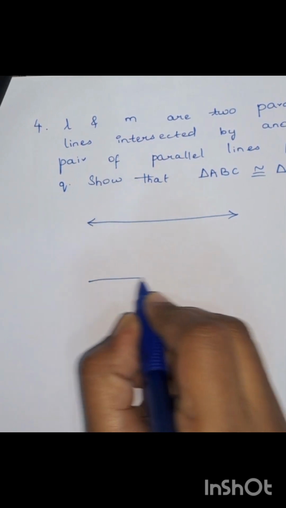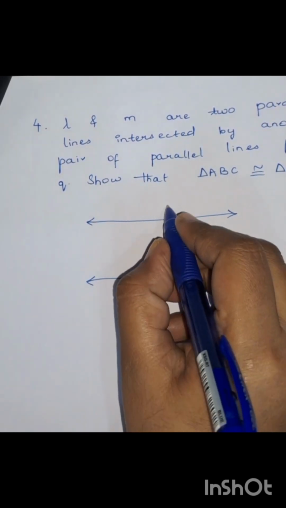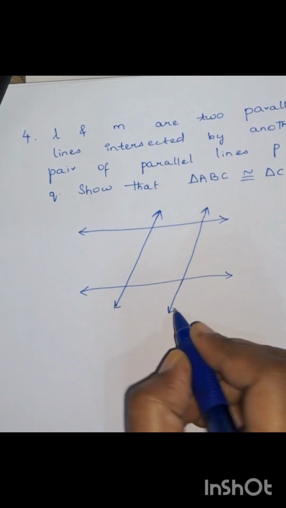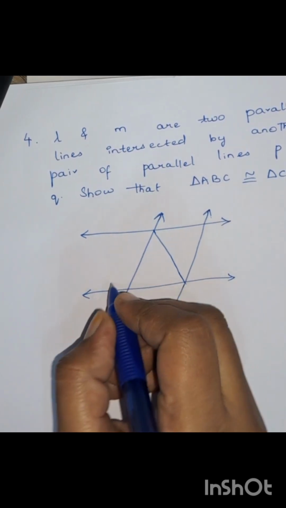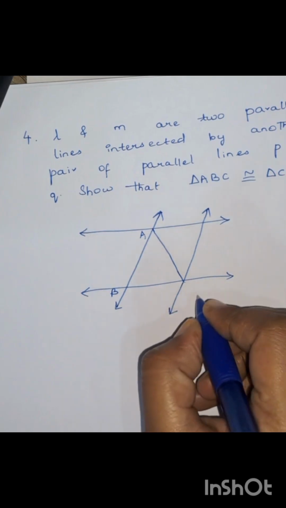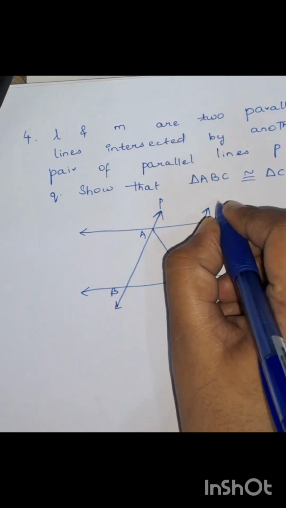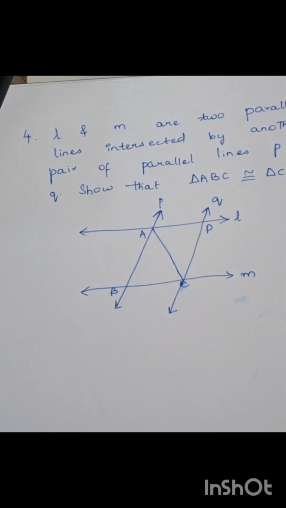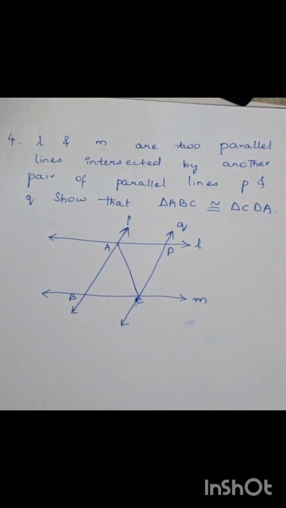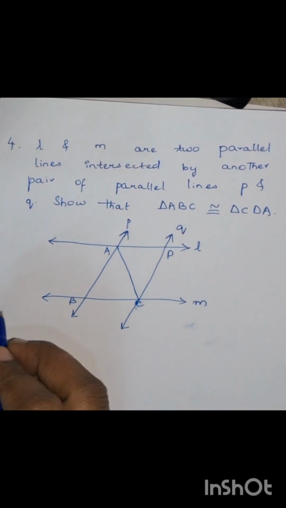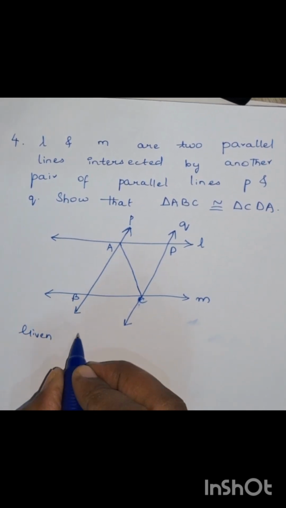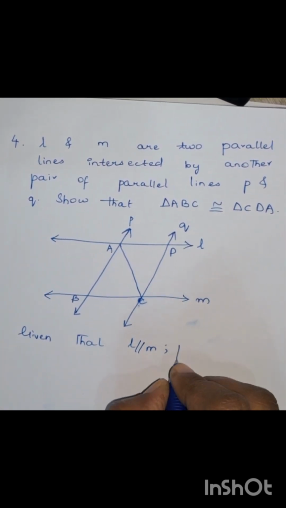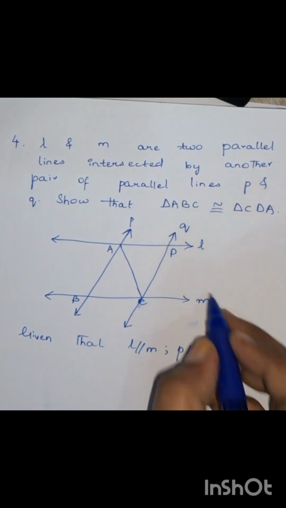Okay, the figure: two lines are there, like this. We'll draw a line with two arrows, and two more lines intersecting them. So here there is one diagonal also. This is A, B, C, D, P, Q. This line is L, this line is M. You have to show that triangle ABC is congruent to triangle CDA. Given that L is parallel to M, and P is parallel to Q.